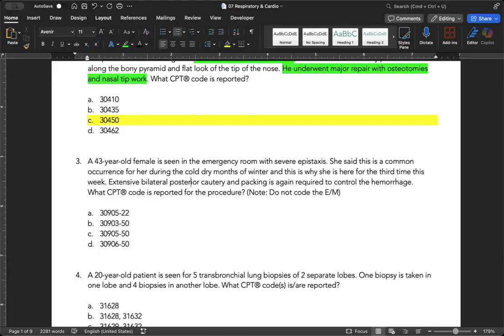So process of elimination, you've got two that have 30905. They're all right there together, but we can just go straight to the 30905. Control of nasal hemorrhage posterior with posterior nasal packs and or cautery, any method. And then initial. So since she is here for the third time this week, it would not be initial.